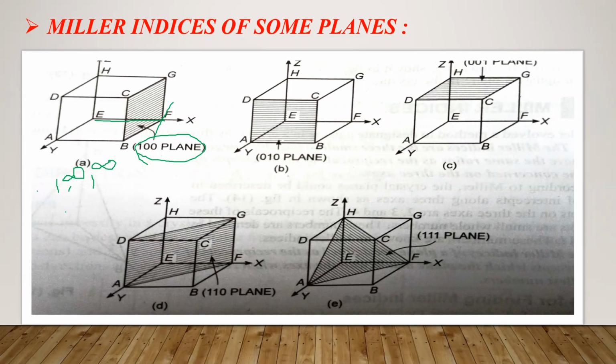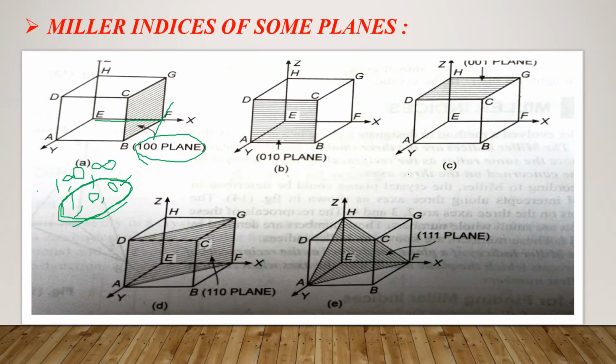What would be the second step? Take reciprocals. So 1 by 1 is 1. 1 by infinity is 0. 1 by infinity is 0. So this is the second step. I got reciprocals. Now I'll take LCM, and what I'll get again is 100. So this is nothing but my HKL parameters, H, K and L. So this is the plane parallel to the YZ axis, the YZ plane, which is intersecting the x-axis at 1.